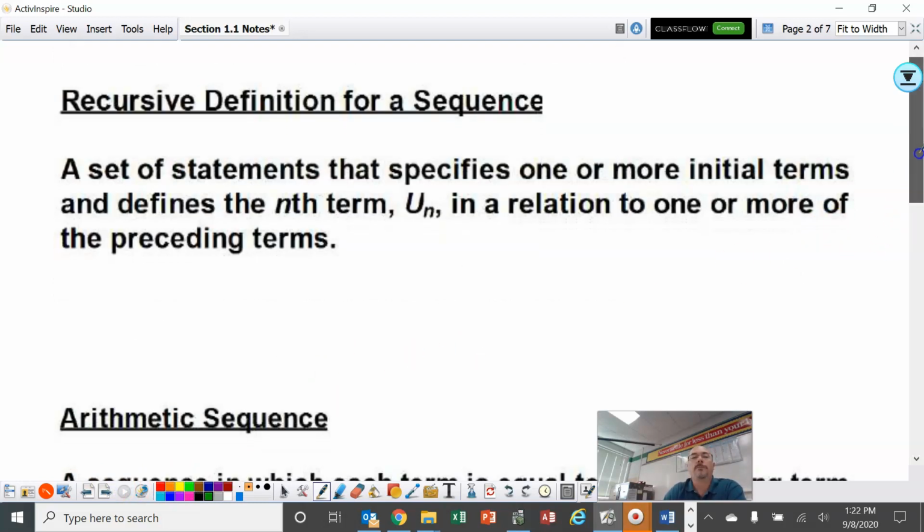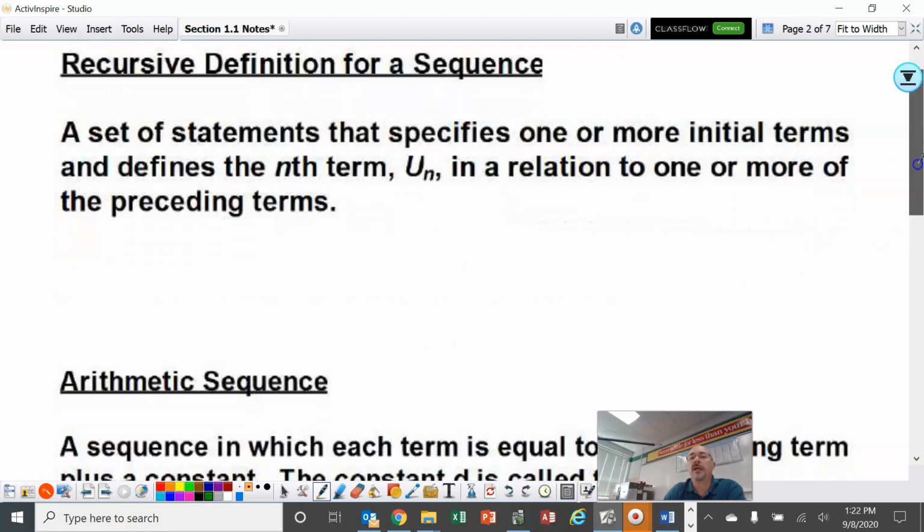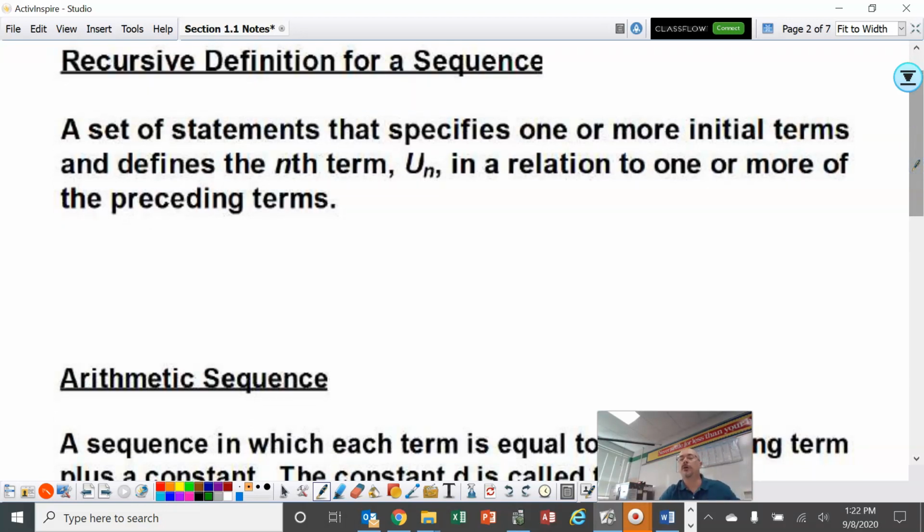All right, so recursive definition for a sequence. Sorry about that. A set of statements that specifies one or more initial terms and defines the nth term u sub n in relation to one or more of the preceding terms. Okay, preceding means in front of.